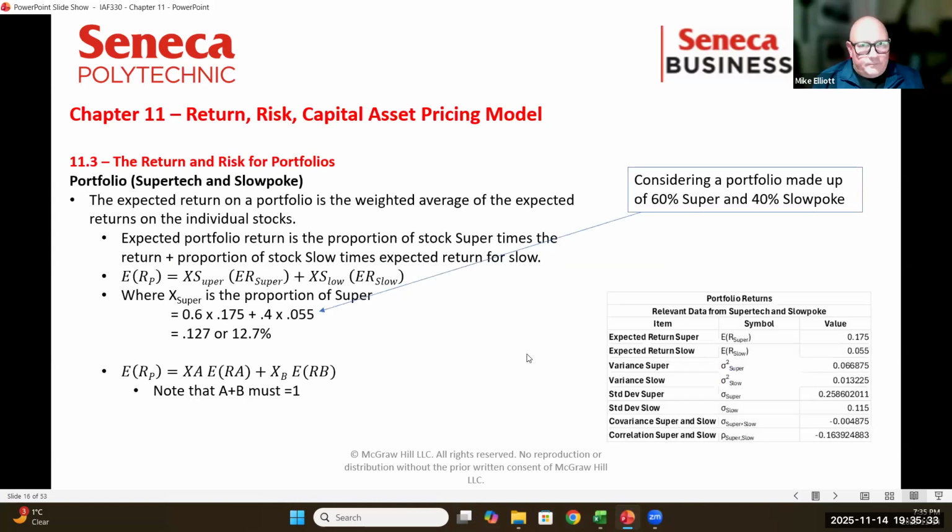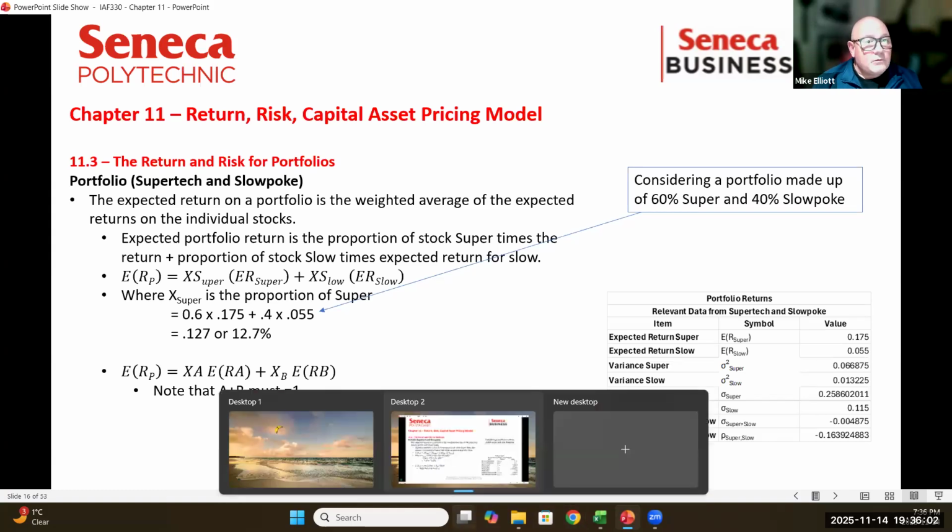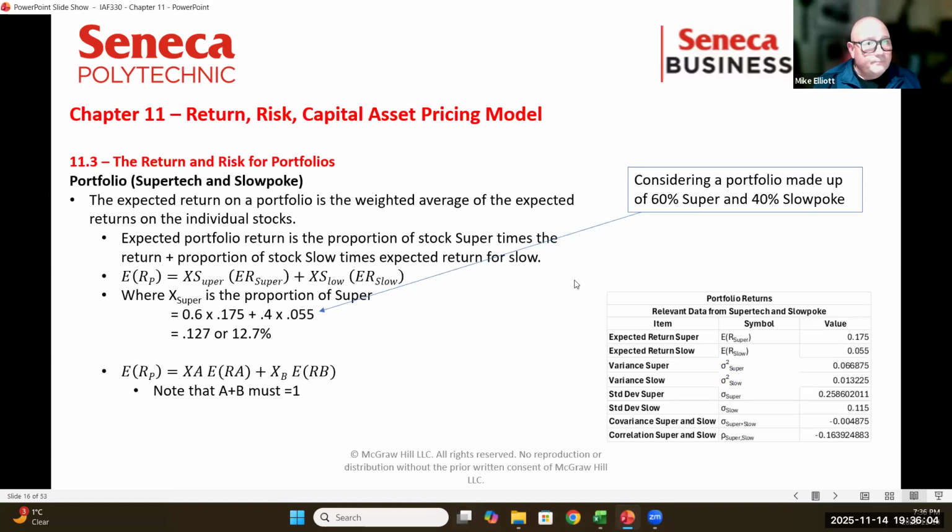So we have a portfolio with two stocks: Supertech and Slowpoke. In order to create a portfolio, we have to say how much of each one we want. For want of a better reason, I'm just going to say 60% Super and 40% Slow, because I'd rather have 60% of high performance and 40% of lower performance. How do we calculate what we're expecting to see for the portfolio?